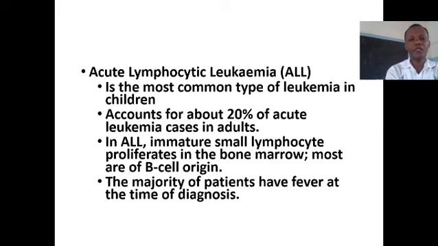Acute lymphocytic leukemia. This is the most common type of leukemia in children, and it accounts for about 20% of acute leukemia cases in adults. In ALL, immature small lymphocytes proliferate in the bone marrow. Most are of B cell origin. The majority of the patients have fever at the time of diagnosis.